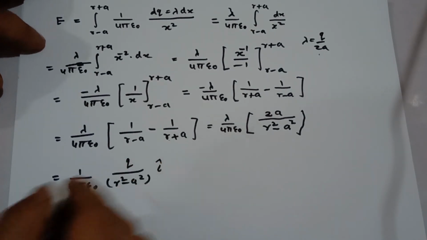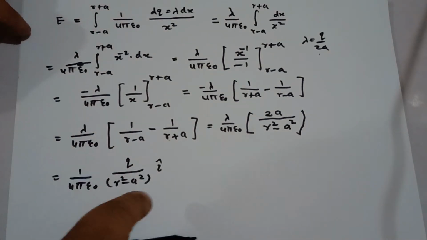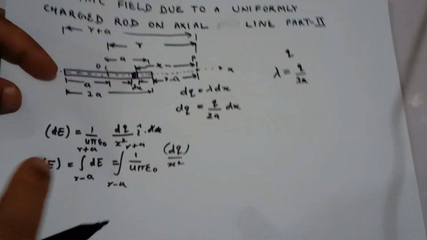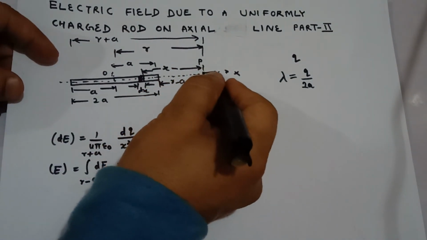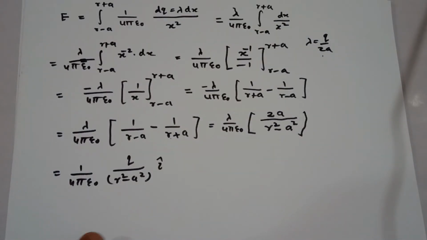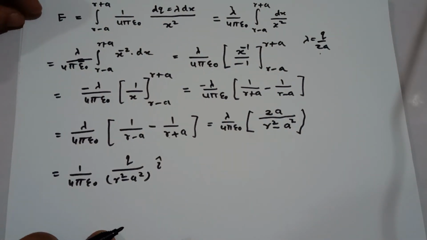And of course there will be a unit vector indicating that the electric field in this case would be along the x-axis. So here the electric field is only along the x-axis, right? So it is a very simple question, and that's the end of the derivation.